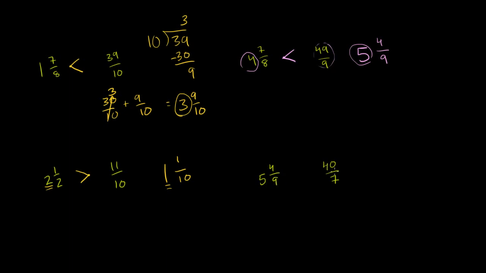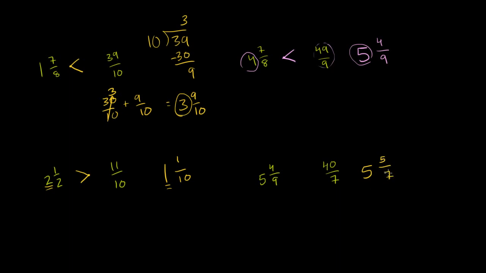5 and 4/9 versus 40/7. 7 goes into 40. So let me rewrite this. 7 goes into 40 5 times. And then you're going to have a remainder of 5. Because 7 times 5 is 35. You have a remainder of 5 to get to 40. So it's 5 and 5/7.